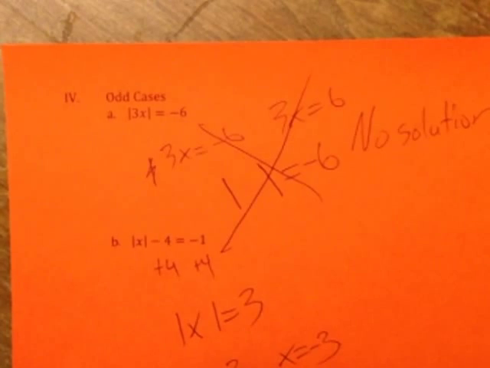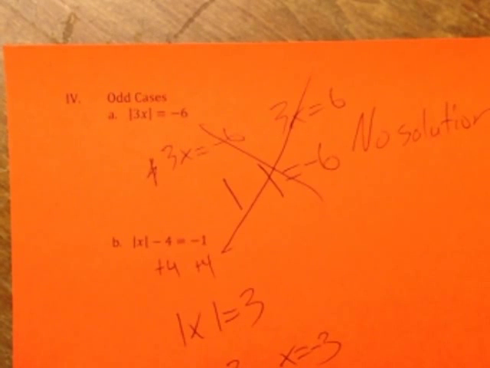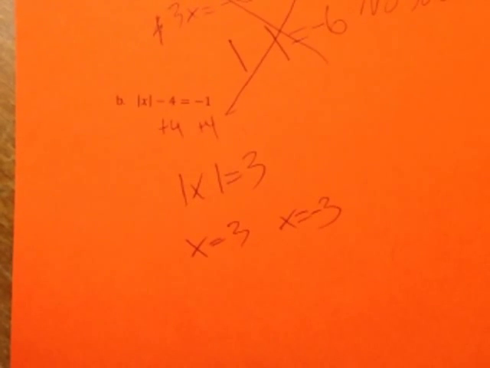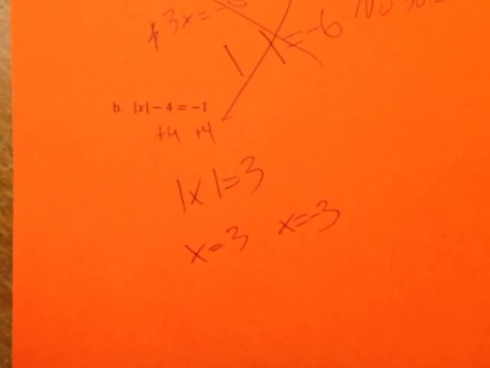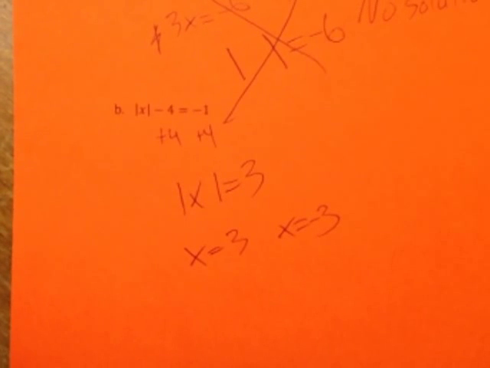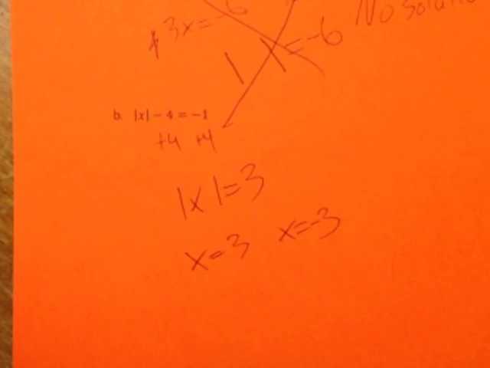So our two really odd cases: if you have an absolute value just by itself equal to a negative, you can eliminate that. That's no good, no solution. If you have an absolute value with other stuff around it, you can't set up two equations until you get the absolute value all by itself. That's it for this one. Try some practice problems, try a concept quiz. Good luck.